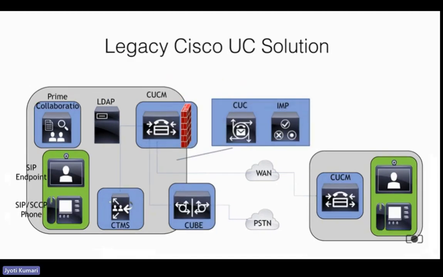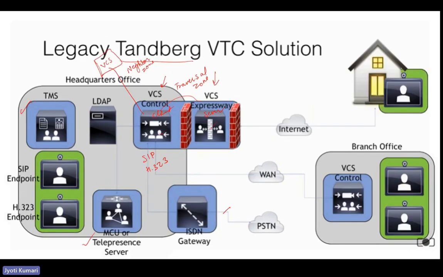All right. Then this is the Cisco solution prior to Tandberg. So this is what we have seen, that before Cisco had acquired Tandberg, this is what the Tandberg solution was. We had VCS control, VCS Expressway. We had the support for SIP and H.323 endpoints. We had multipoint control unit and ISDN gateway. This was the main architecture of the Tandberg VCS solution.